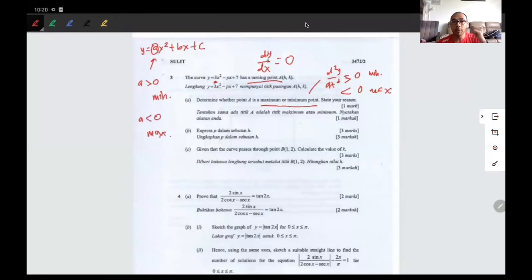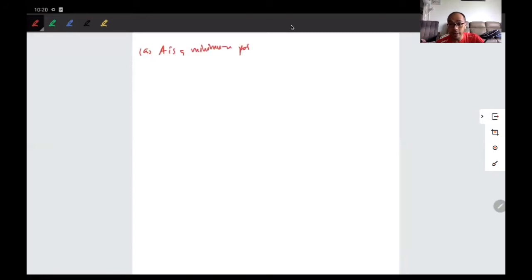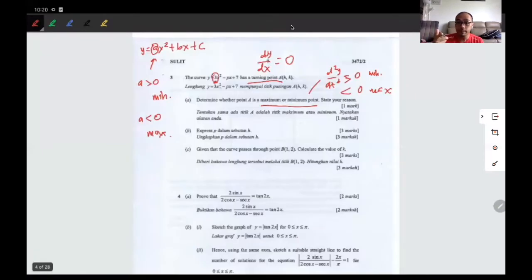So determine whether point A is a maximum or minimum point. It is a minimum point. Okay, the reason why it is a minimum point is because the a is more than 0. Okay, so how you would answer this would be, okay, A is a minimum point. Okay, and the reason is because a is more than 0, okay, which is 3 lah. Kita punya value of a is 3, which is more than 0. Okay, that's why it's only 1 mark, tiada pengiraan. It just requires you to understand this.